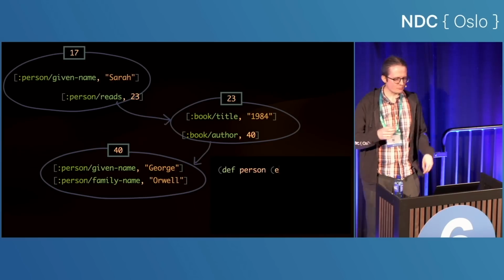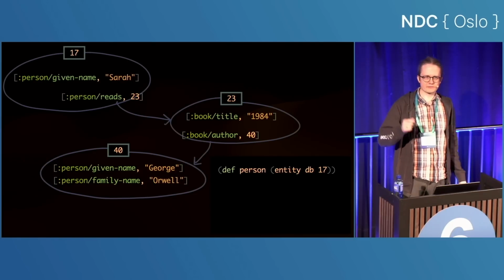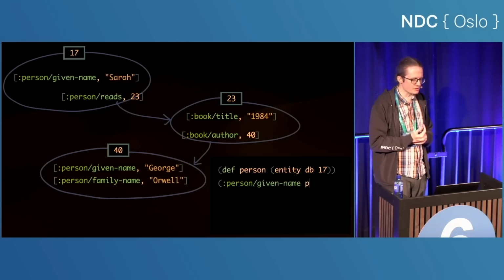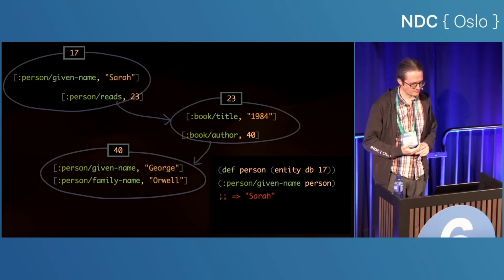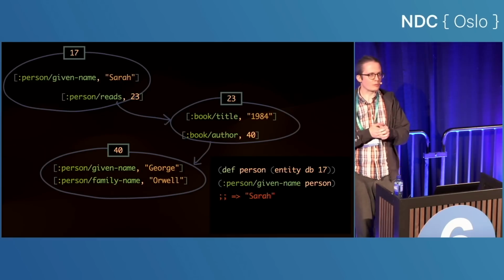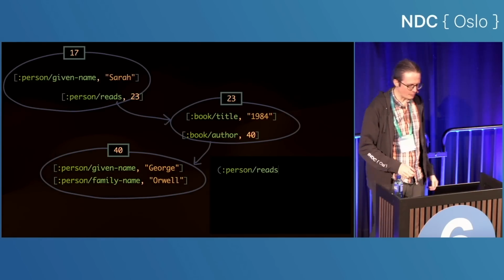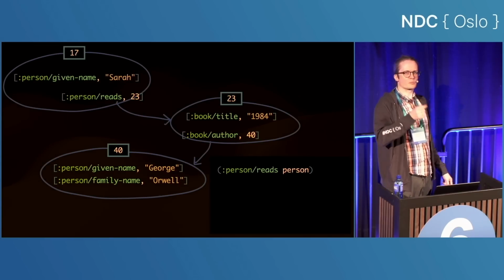So we define person to be the entity in the database with the ID of 17. And when we look up person given name, we will get back Sarah. That's probably not a big surprise. But what happens if we look up person reads? Do we now get the number 23?